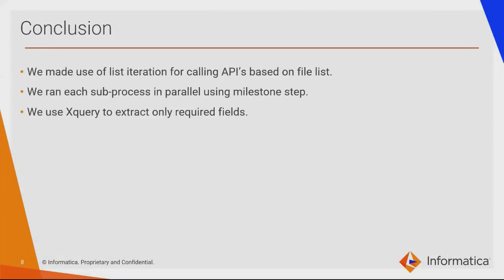And so in conclusion, what we saw is how we iterate through a list of APIs based on a file which contains a list of APIs which need to be called, along with the payload and a file name which contains the list of fields which you need to capture. We also saw how we can break the process into sub-process calls, and how we can use milestone step to make the list call parallel, where we don't wait for the process to complete and we'll trigger the next process. We also saw how we use xquery to extract only the required fields and not all the fields.